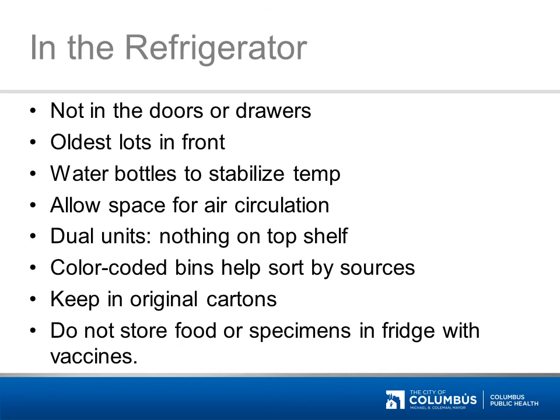Allow space for air to circulate vertically to even out the temperature throughout the refrigerator. And if the unit has a freezer compartment on top, don't put vaccine on the top shelf where the cold air comes down from the freezer. This area can freeze vaccine. Color-coded bins also can be used to store cartons of vaccine to separate it by sources and other logistic distinctions. Again, keep vials in the original cartons to minimize errors, keep diluent matched to dry vaccine, and protect vaccines from light.